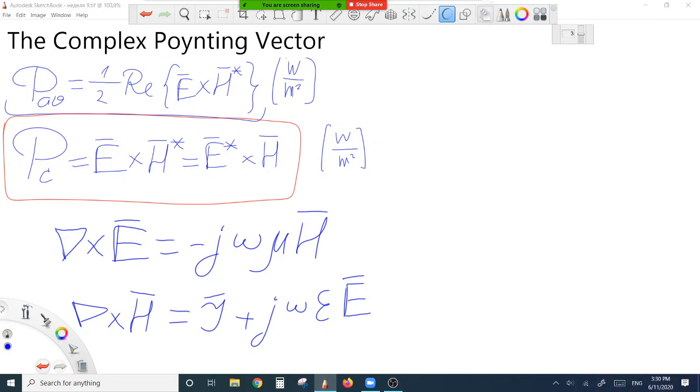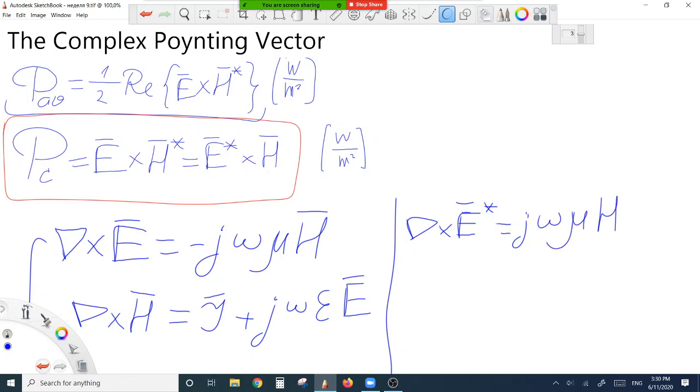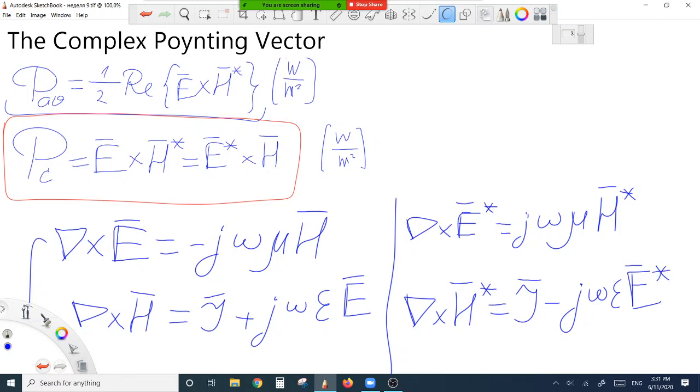And if we want to write the conjugates of these two equations, what we have, the conjugate of the first equation will be plus j omega mu H conjugate, and the conjugate of the second equation will be J conjugate, so j remains the same, minus j omega epsilon E conjugate.